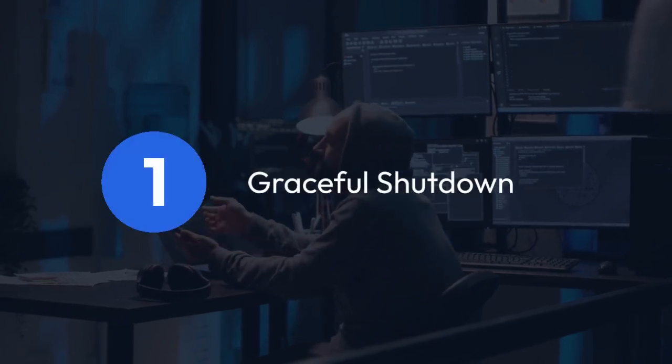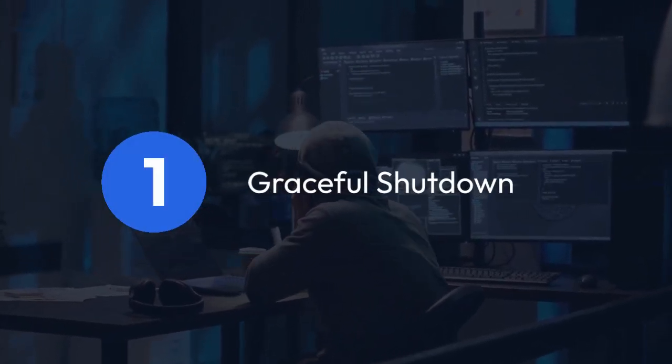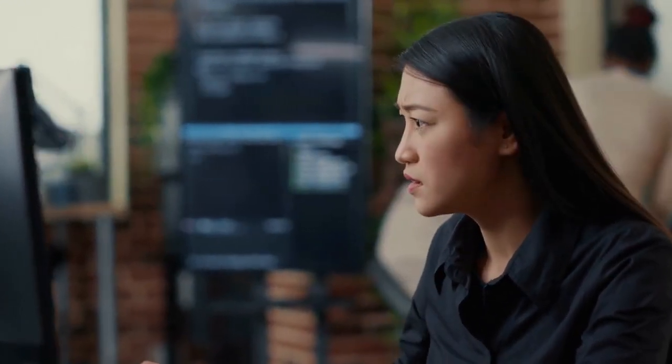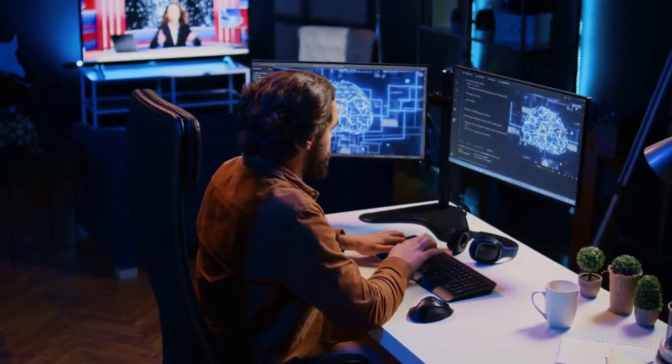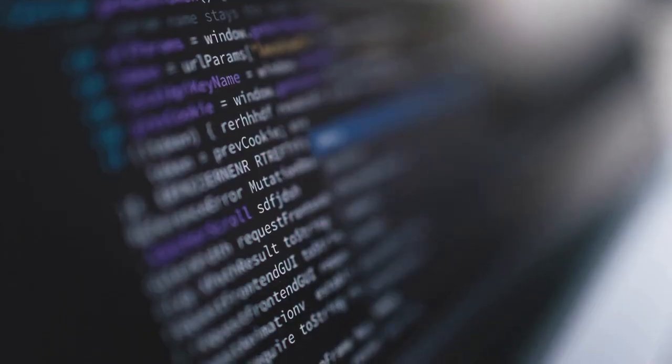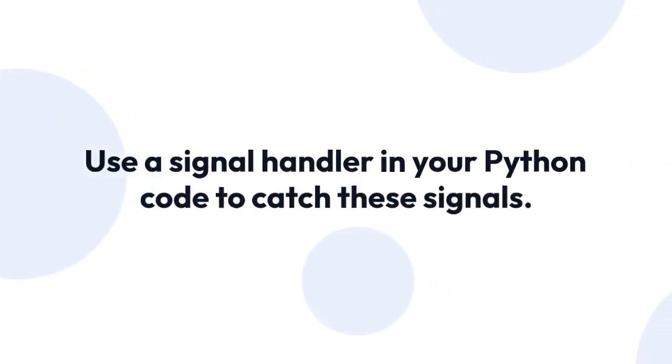1. Graceful shutdown. The core solution is to implement a graceful shutdown mechanism. Instead of relying on your threads to magically finish before Heroku kills the process, you need to design your bot to respond to shutdown signals. Heroku sends signals, like SIGTERM, before termination. You can use a signal handler in your Python code to catch these signals. Libraries like signal provide the tools for this.